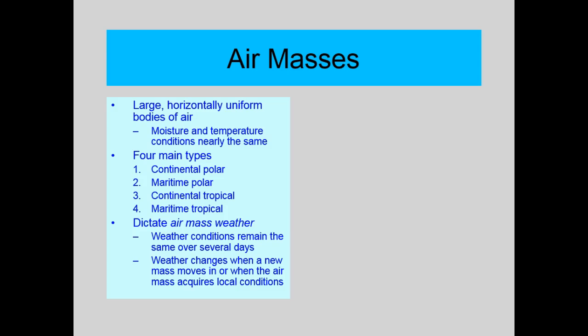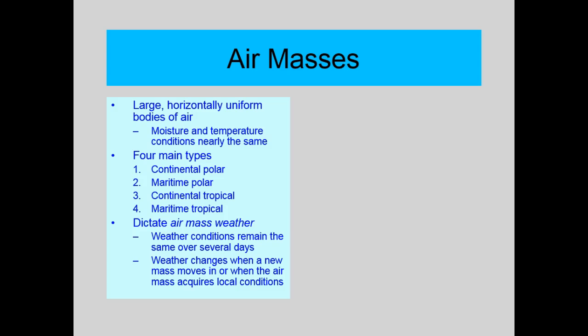Now these dictate what we call the air mass weather. Rather strange term, but this is the weather conditions controlled by these air masses. Weather conditions remain the same over several days because these are big air masses. They generally move quite slowly. So your weather conditions will remain the same over the next several days.